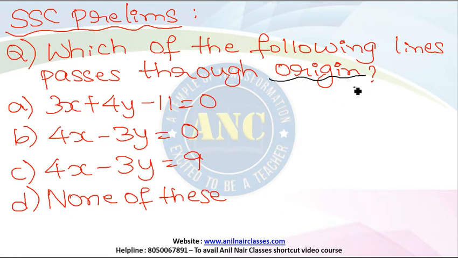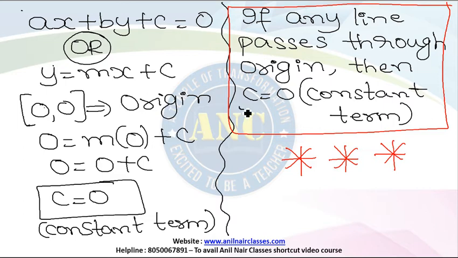Origin is nothing but 0, 0. That means if any line has to pass through 0, 0, then if I substitute x value 0 and y value 0 in that equation, the constant term should be 0. You should not have any constant term. That is the learning we just learnt 2 minutes before.